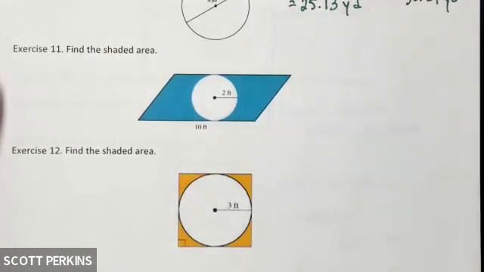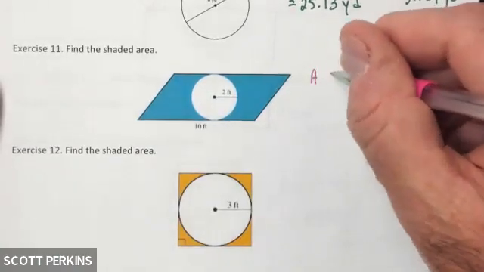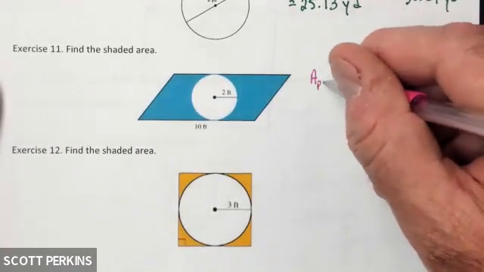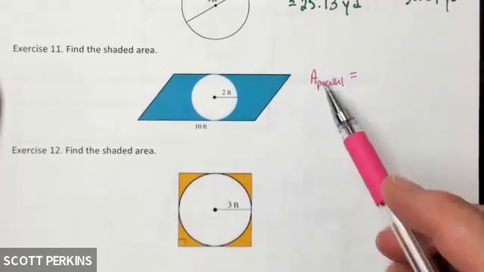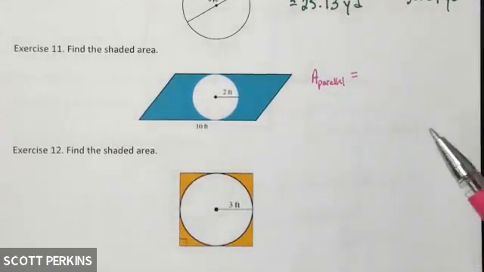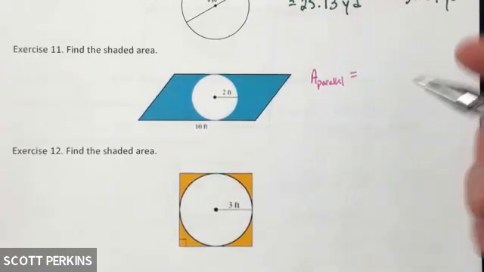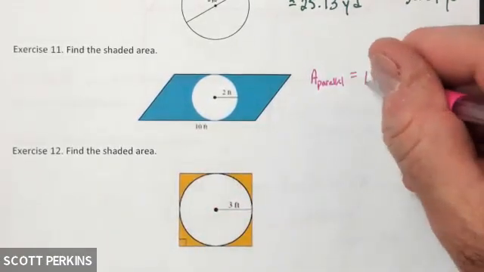All right, so the first one is the parallelogram. This might be the one that you had a little trouble with. I'm going to abbreviate. So the area of the parallelogram. What's the area of a parallelogram? We said earlier it's the base times height. Great. So the base, I think, is clearly apparent. The base is 10 feet.